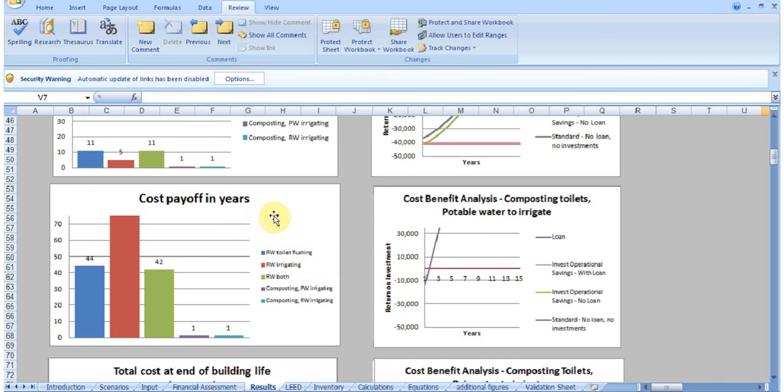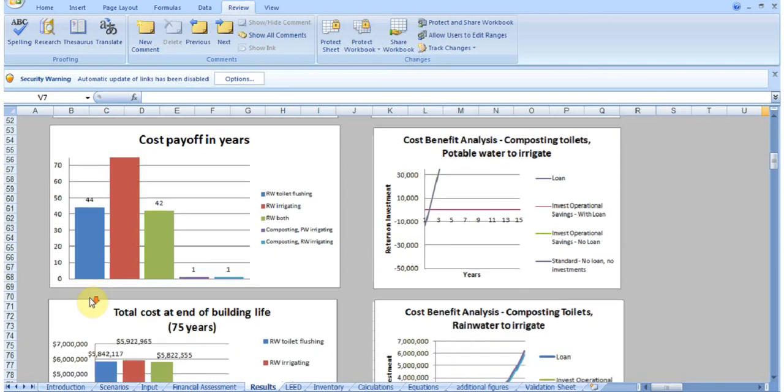Cost payoff in years. This is what most users will be most concerned with. It can be seen that composting toilets pay off the soonest with 1 year, and that rainwater harvesting systems used for toilet flushing pay off in 44 years, just a little over half of the useful life of the building.